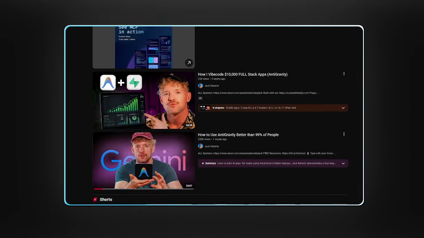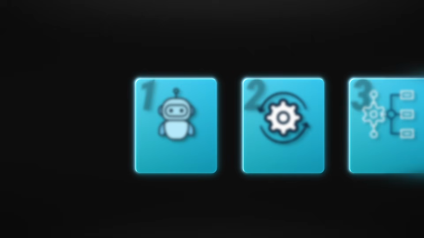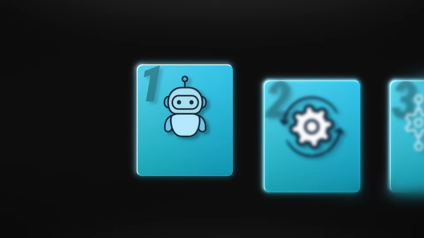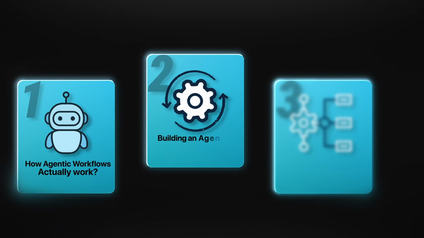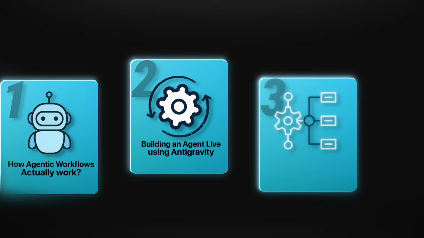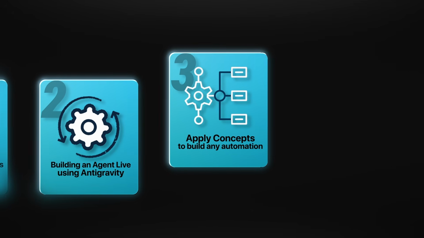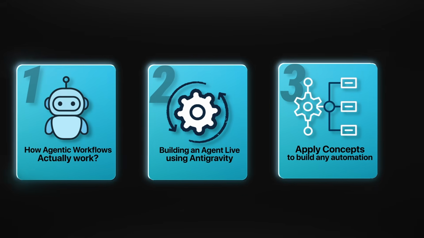And the problem is that most people getting into agentic workflows end up watching tutorial after tutorial and end up confusing themselves. It's only because they don't really understand the baseline fundamentals of how it all works, which is why in this video, I'm going to be breaking down exactly how agentic workflows actually work in the simplest way possible, then building one live using a platform called Antigravity. And then finally, I'm going to show you how you can apply these concepts to building any kind of automation and system that you want.